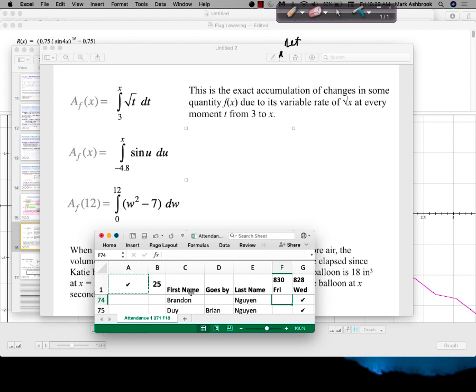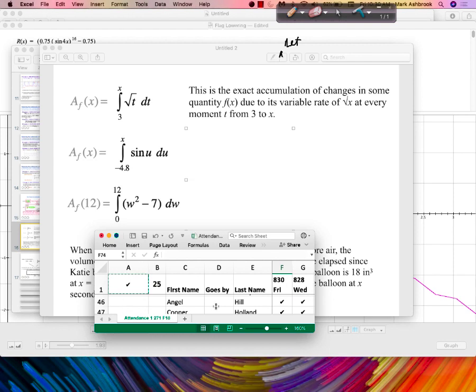Okay, let's see here. Spin the wheel. Where's Angel? Angel Hill. All right. How about the next one? In your own words, did you come up with something for this one? Can you try on the fly? So this is the integral from 0 to 12 of w squared minus 7 dw. Right. So that's literally reading it. But we want to see it for meaning. So what would it mean?